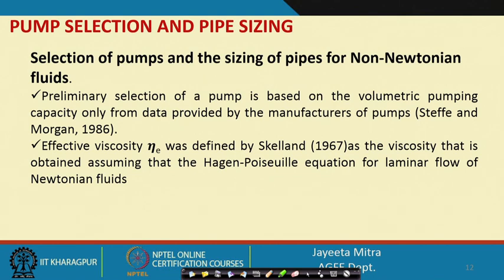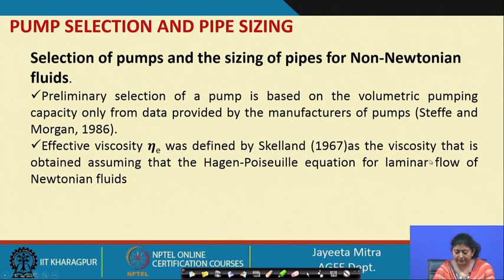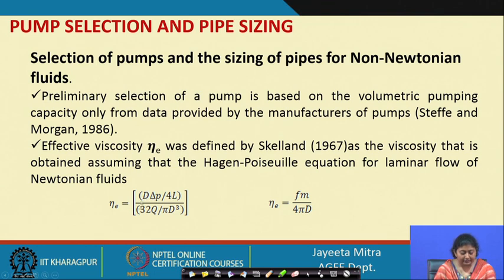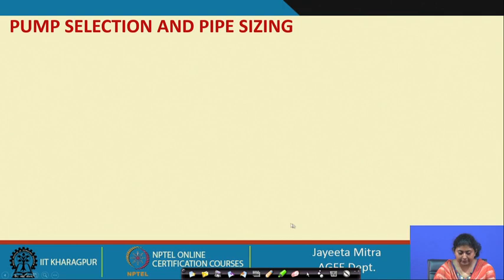So, this viscosity with the flow rate relation can be prepared assuming the Hagen-Poiseuille equation for laminar flow of Newtonian fluids. If we use that, we get the effective viscosity as d delta p by 4L divided by 32 q by pi d cube, or if we try to relate it with the mass flow rate, eta E is equal to f friction factor into m by 4 pi d. This way we can relate the flow rate and the effective viscosity.